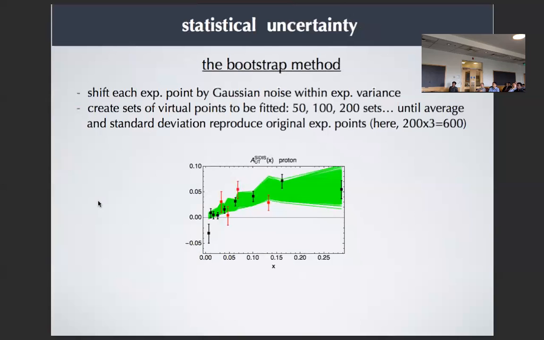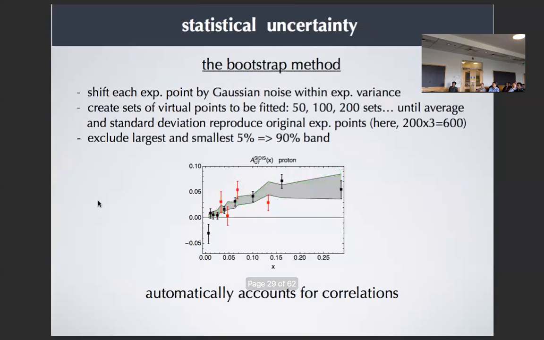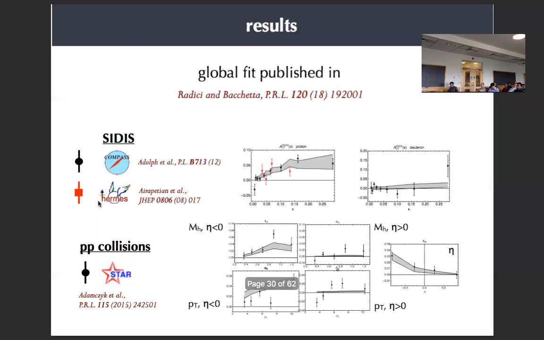Now, for each experimental bin, I exclude the largest and smallest 5% of these replicas, and I build my 90% uncertainty band. If things were distributed as a Gaussian, this would correspond to 2 standard deviations. Moreover, more importantly, the replicas automatically include correlations between the experimental data. Okay, so let me come to the results.